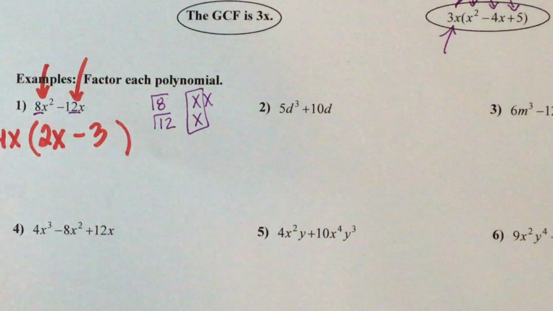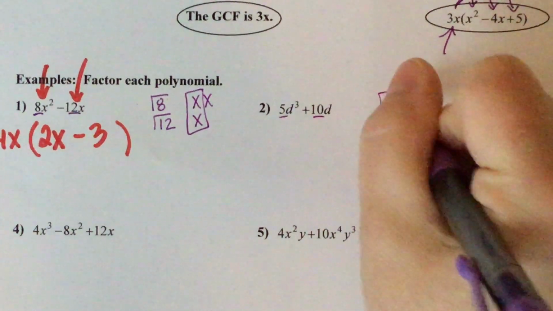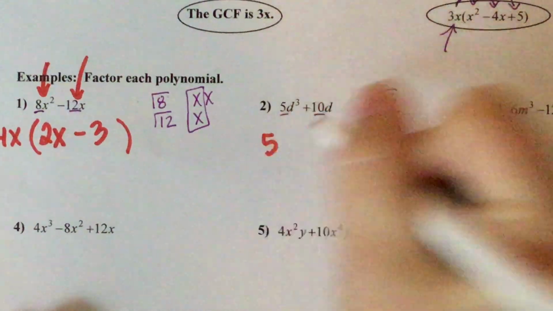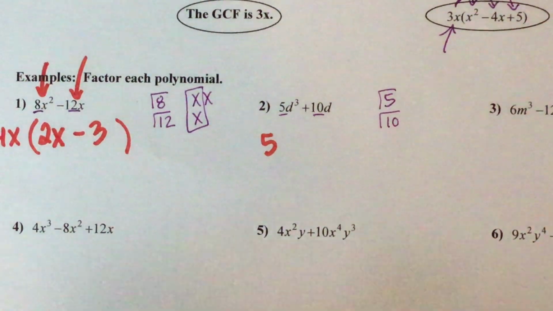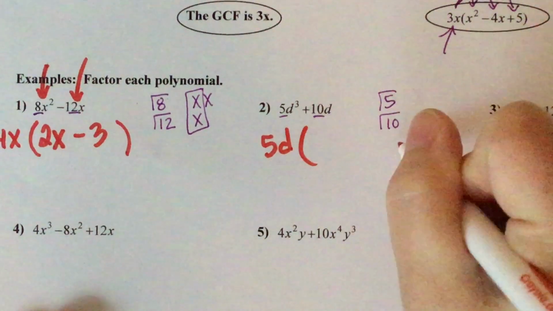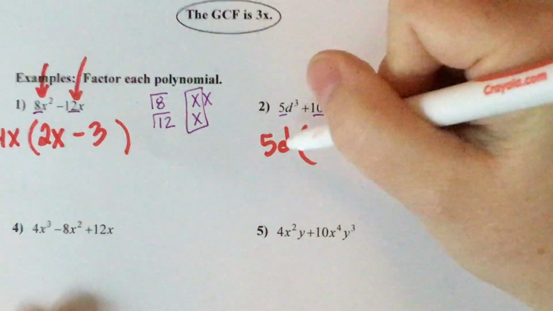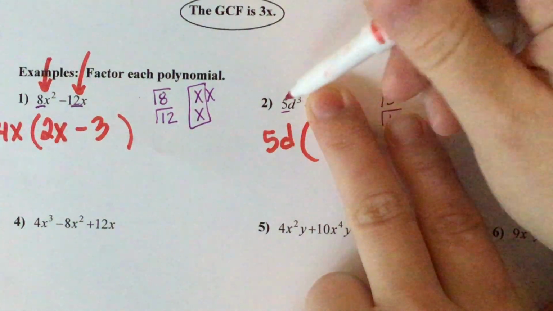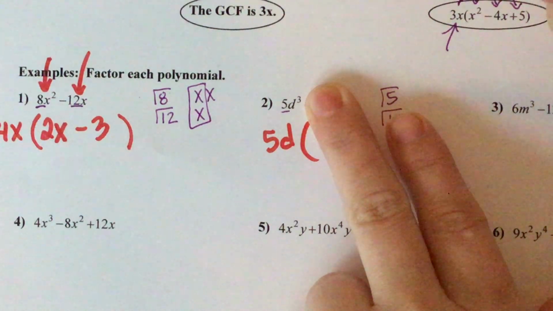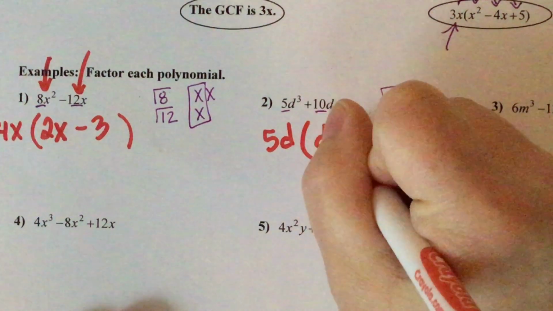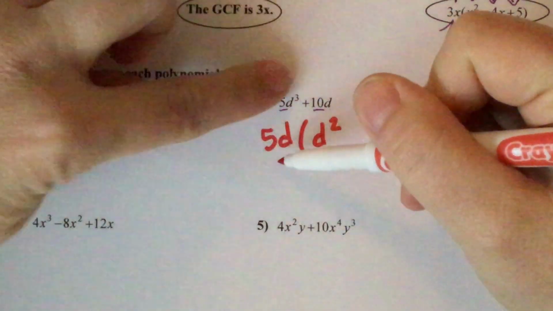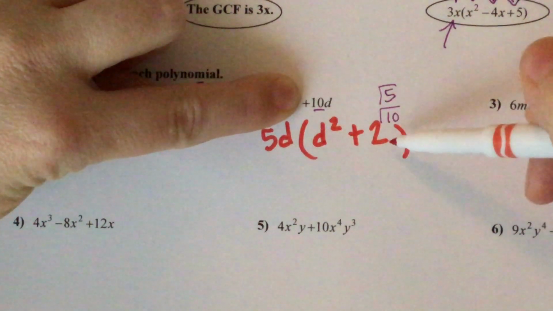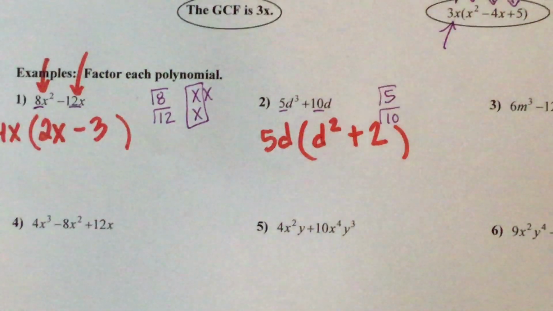All right, looking at number 2. I'm looking for the greatest number that can divide into 5 and divide into 10. Well, it's a 5. What's the greatest amount of D's they both have? They both have 1. Okay, let's build our parentheses and figure out what's going to go inside, so when you distribute, you get this back. So what could you multiply 5D with to get a 5D cubed? A D squared. What could you multiply 5 with to get a 10? A 2. And then you don't need to multiply D with anything because all you wanted was a D. And that's my answer.